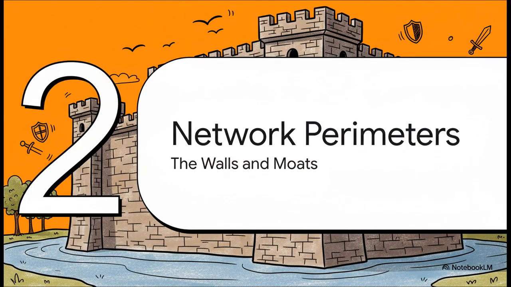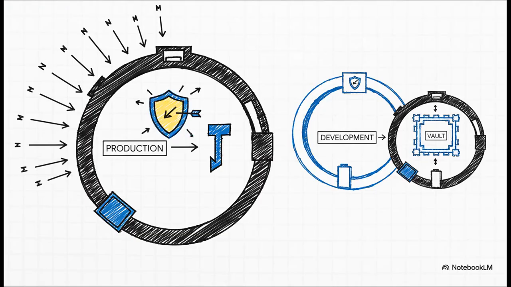Okay, so our gatekeepers are in place. Now it's time to build the walls and dig the moats. This next layer builds right on top of our identity controls, and it's all about managing the flow of traffic with some really smart network security. And look, a strong perimeter isn't just one big wall. It's a whole series of smart defenses.